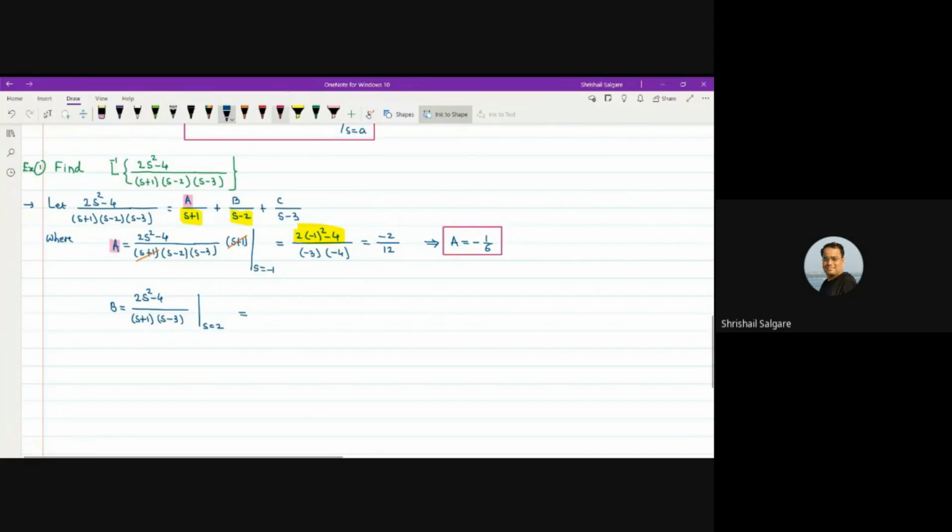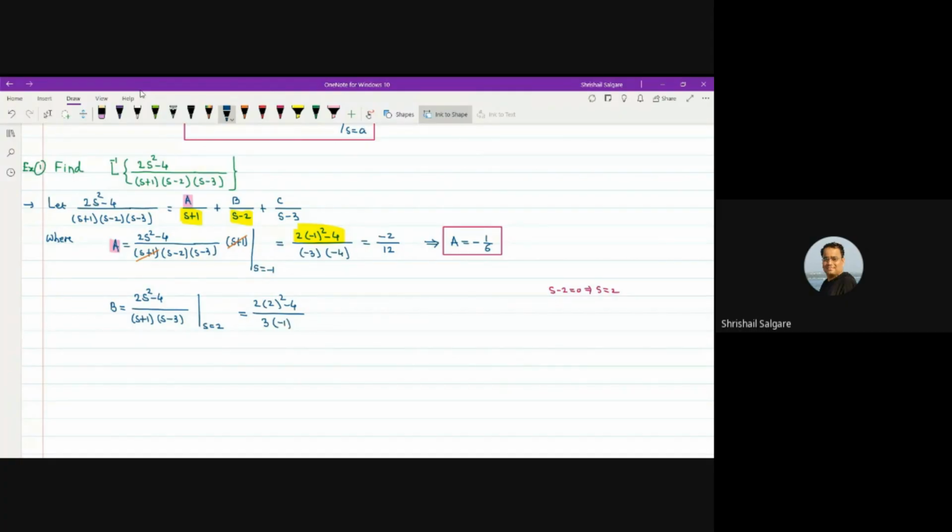Because in this case, you have to put s minus 2 is equal to 0. That means s is equal to 2. Where does this s minus 2 factor come from? It comes from here. Okay? Now, let's go. So if you evaluate 2 into 2 square minus 4 divided by 2 plus 1 is 3, 2 minus 3 is 1.